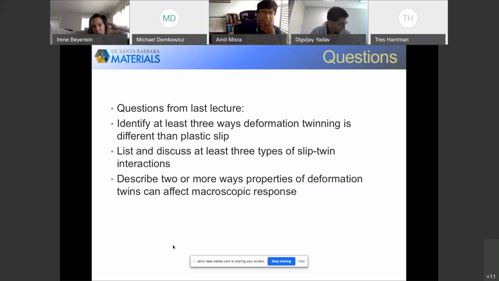Okay. Yeah, that does answer my question. Thank you. The second one that I have is that earlier in the slides, it was mentioned that twinning is the second easiest deformation mode. Yes. So is it relevant just to HCP materials, or is it relevant to FCC and BCC as well?